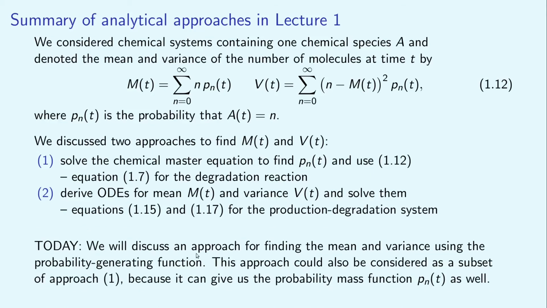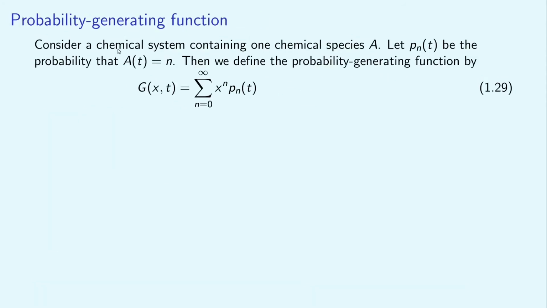Today, we will discuss an approach for finding the mean and variance using the probability generating function. This approach could also be considered as a subset of approach 1 because it can give us the probability mass function p(n,t) as well. Consider a chemical system containing one chemical species A. Let p(n,t) be the probability mass function. That is, p(n,t) is the probability that there are n molecules of A in the system at time t. Then we define the probability generating function by this formula.